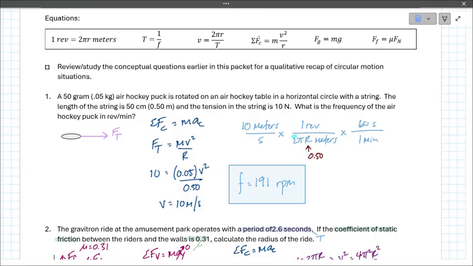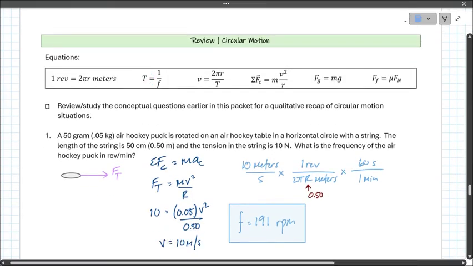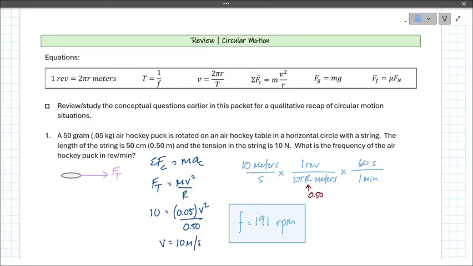You want to probably put some brackets if you're trying to put all this in one go in your calculator, which you don't have to do, but you should get hopefully 191 revolutions per minute as a frequency. Frequency is always going to be some number of circles or revolutions divided by some number of time. The period, which we see up here, period, capital T, that's the time for one revolution by definition. So the period is some number of seconds divided by some number of revolutions.